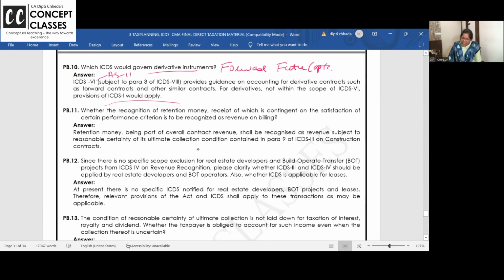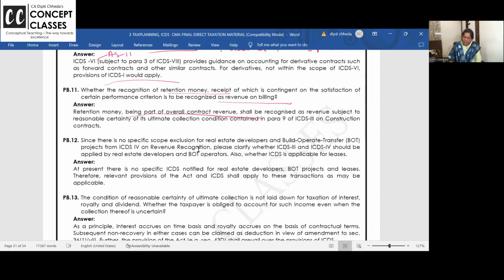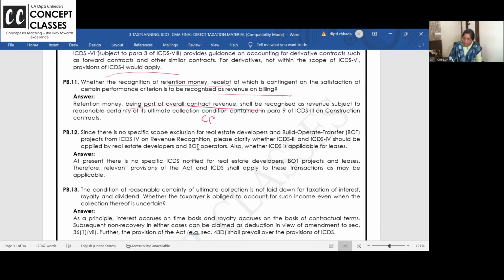Whether recognition of retention money, receipt of which is contingent on satisfaction of certain performance criteria, is it recognized as revenue on the billing? Is it taken? The answer is yes. Retention money is a part of contract revenue, and when you take the percentage of completion of the contract, you are taking it. Your contract price is 5 crore. Retention money which you are not going to receive till the end is 1 crore. You are not going to take the percentage of 4 crore. The percentage will be on 5 crore only. Is this example clear? Check it.